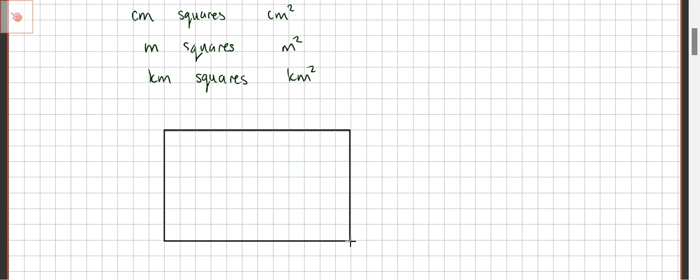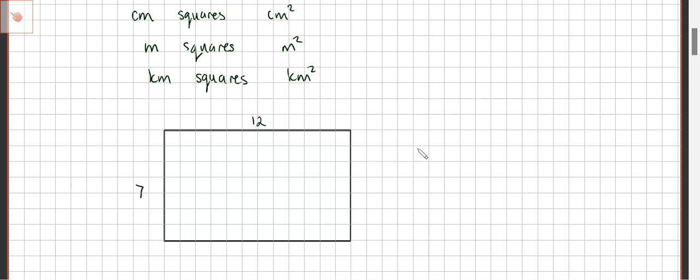Drawing a rectangle, how many squares does that cover over? You can do whatever you like on your paper, don't do exactly the same thing. So we count 1, 2, 3, 4, 5, 6, 7, 8, 9, 10, 11, 12. So there are 12 squares going along, and then there are 1, 2, 3, 4, 5, 6, 7. 7 lots of squares going down.